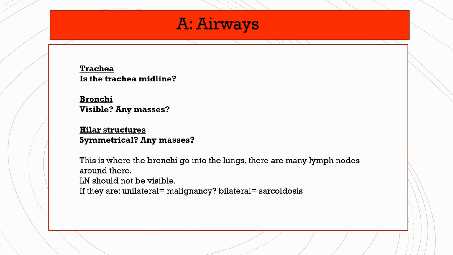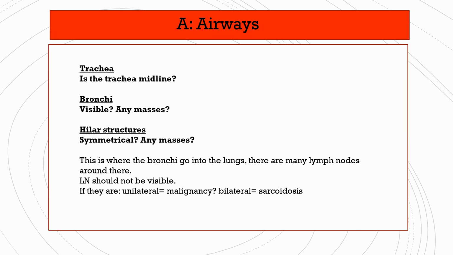Okay, so airways, we said, is the trachea midline? The second thing is we will look at the bronchi. Are the bronchi visible? Are there any masses? Okay. And then we'll look at the hilum. Is it symmetrical? Are there any masses? I've grouped these two together because you can just look down at the bronchi and the hilum, okay?